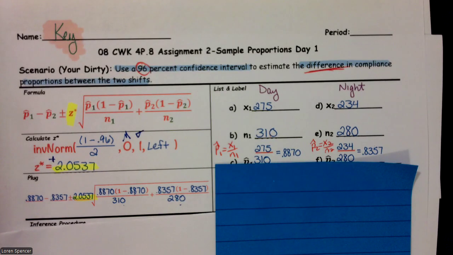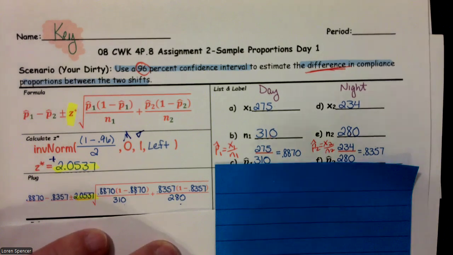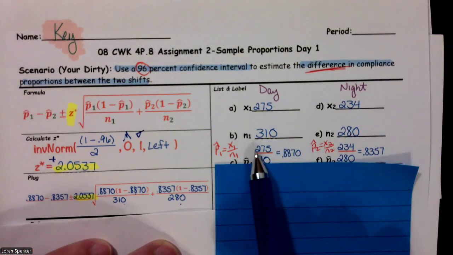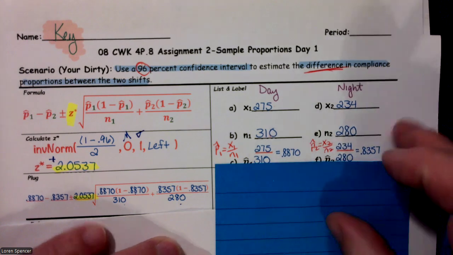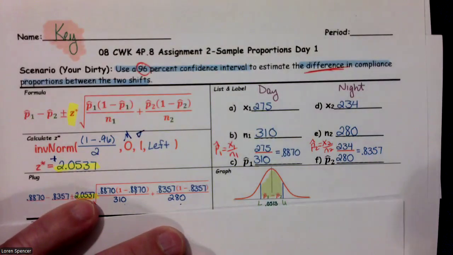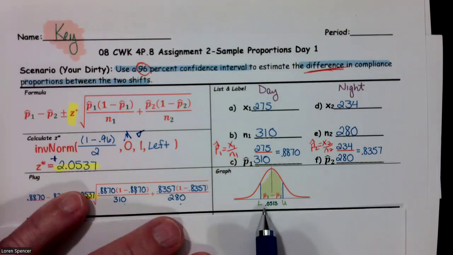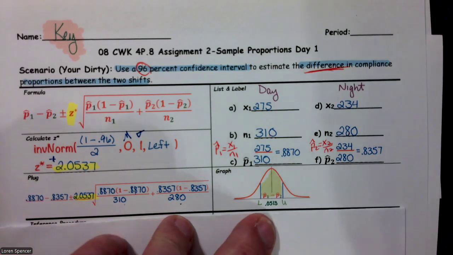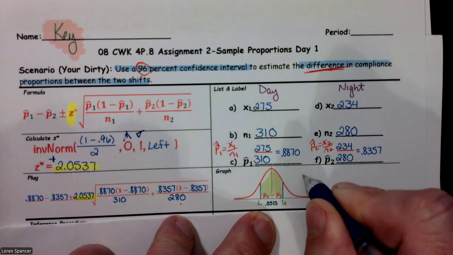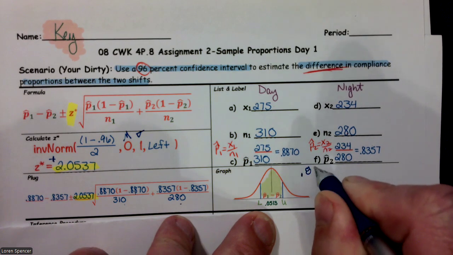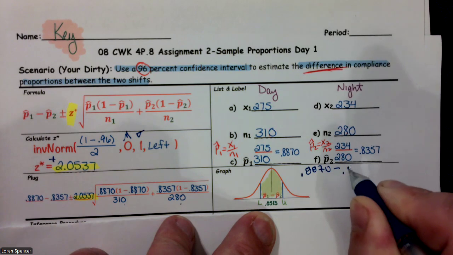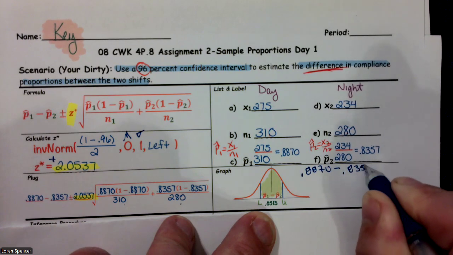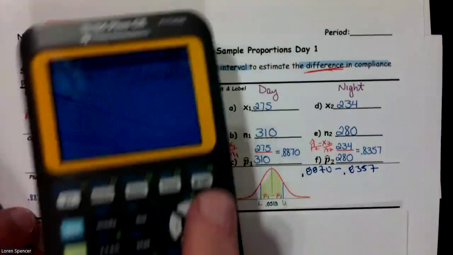All right. Well, when we go to graph this thing, we're going to graph it on the difference. So we're going to graph it on P hat 1 minus P hat 2. So we go, where did that 0.0153 come from? I'm so glad you asked. So if we take 0.8870 minus 0.8357.